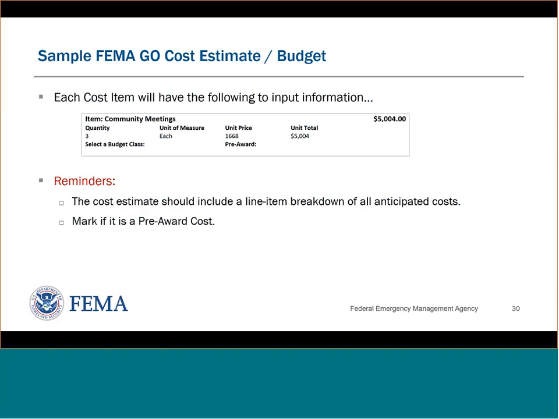So for example here, you see this box. If you look into FEMA Go, anytime you have a cost line item, it would then be opened up and you would provide more details.